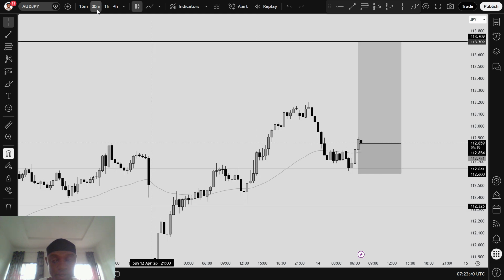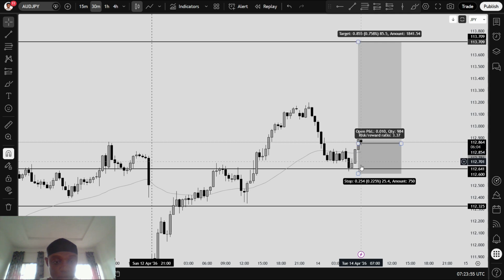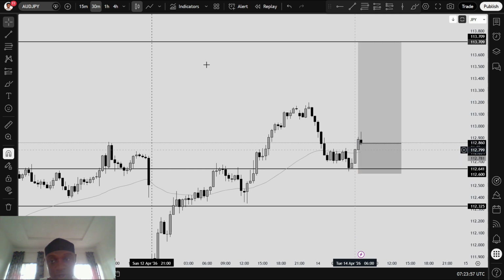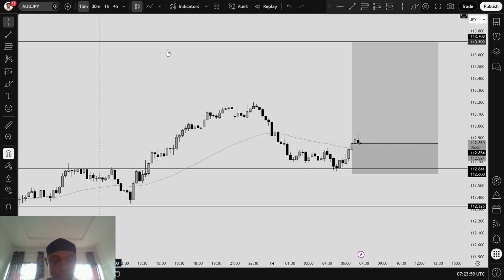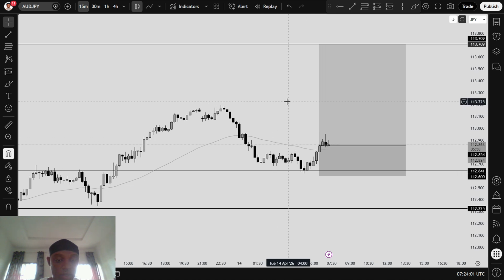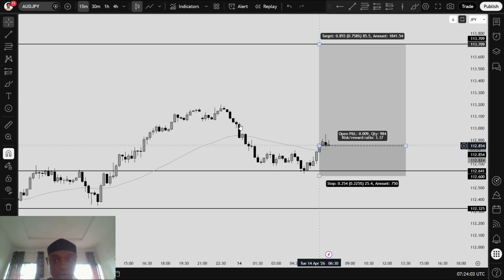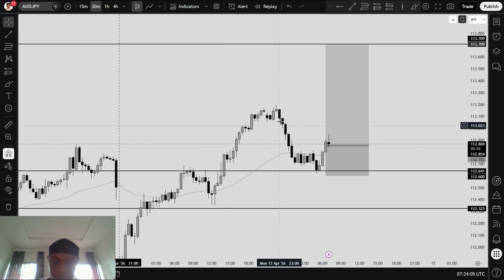So on the 30 minutes, for my entry, I waited for price to cross the 50 EMA and close across it on the 15-minute and 30-minute time frames. As you can see on the 30-minute time frame, price closed across the 50 EMA, and same thing on the 15-minute time frame. So I just waited for both of them to align before executing this trade. So I think that was all.